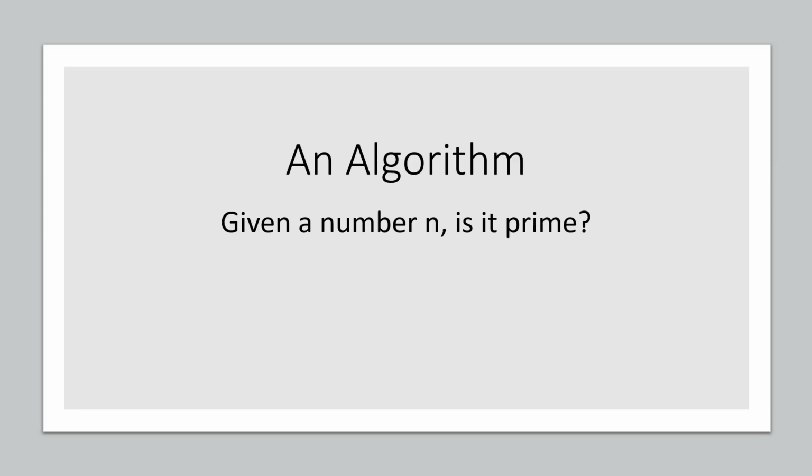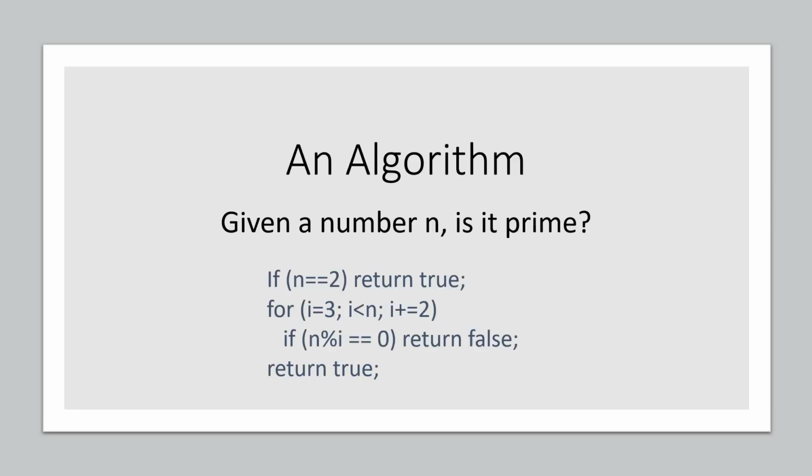So here's an example of an algorithm. It asks if a given number is prime or not. It's not hard to design an algorithm to find the answer. First, we check if the number is 2. Since 2 is the only even prime, only one check is needed.